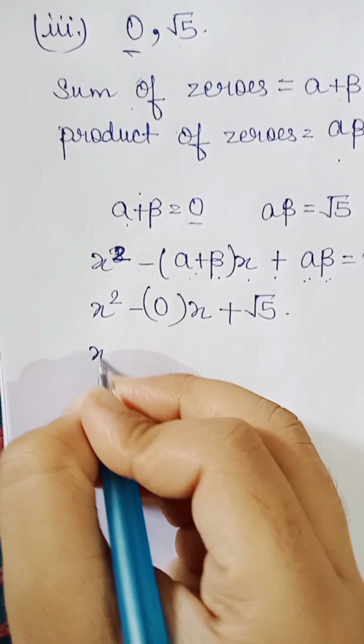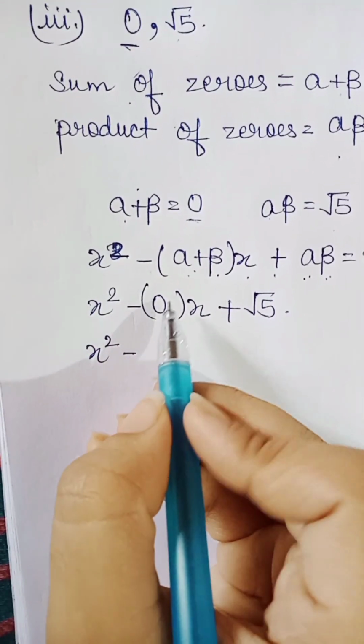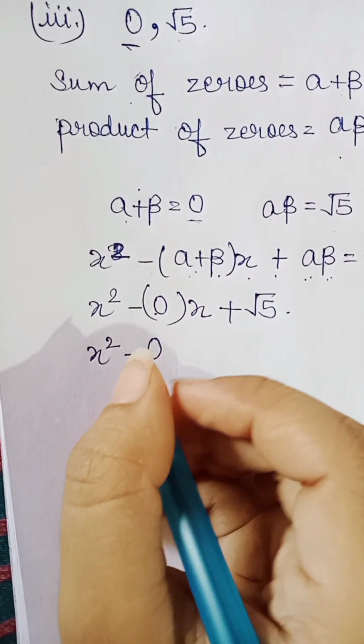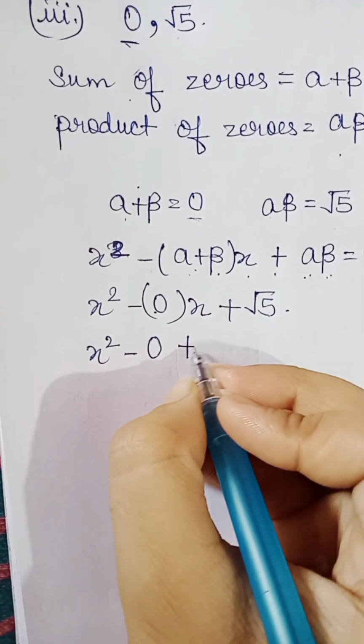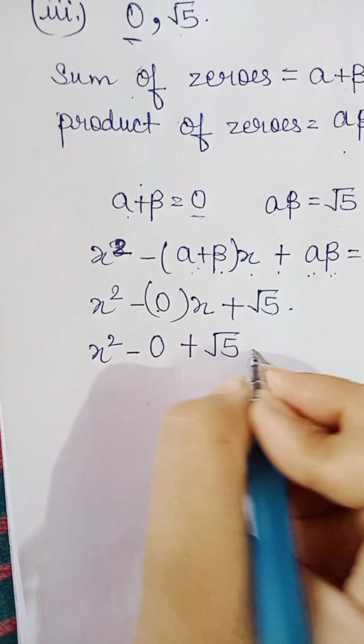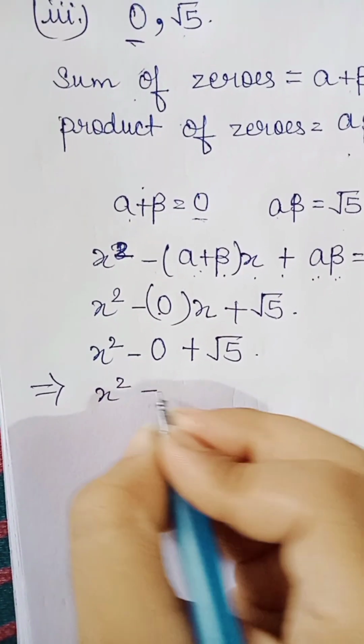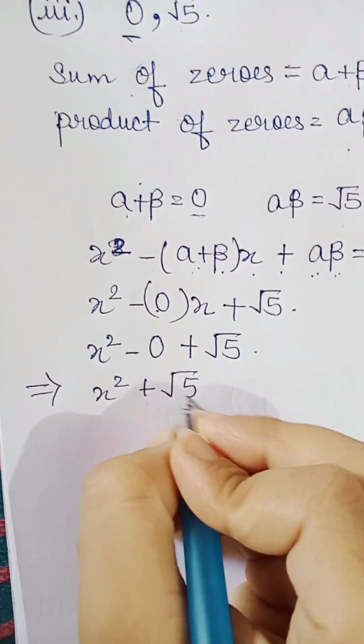Now see, x square minus, if 0 gets multiplied with x, the answer will be 0, and here plus under root 5. So we can write it as x square plus under root 5.